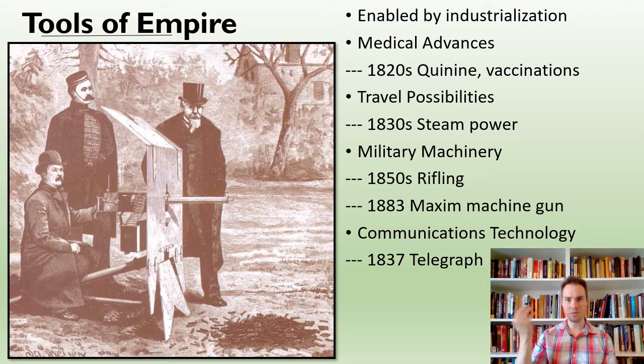You can take soldiers back and forth really quickly. You can take communications back and forth really quickly. Also, these travel possibilities allow for the extraction to be more unilateral. So, for example, we're going to see the British build a lot of railroads in Africa, and the French build a lot of railroads in Vietnam.